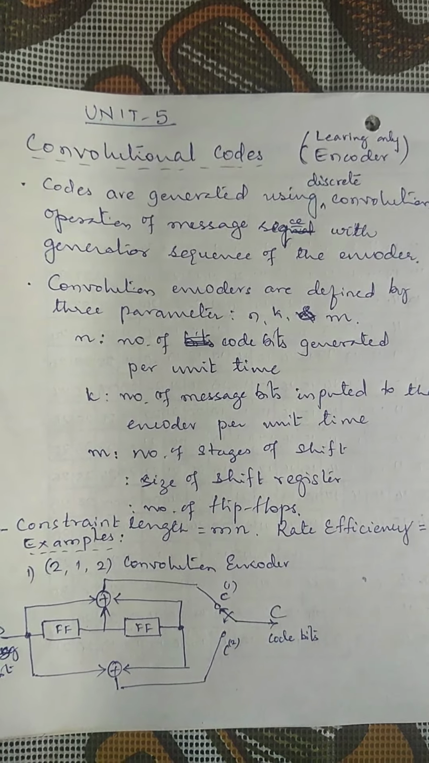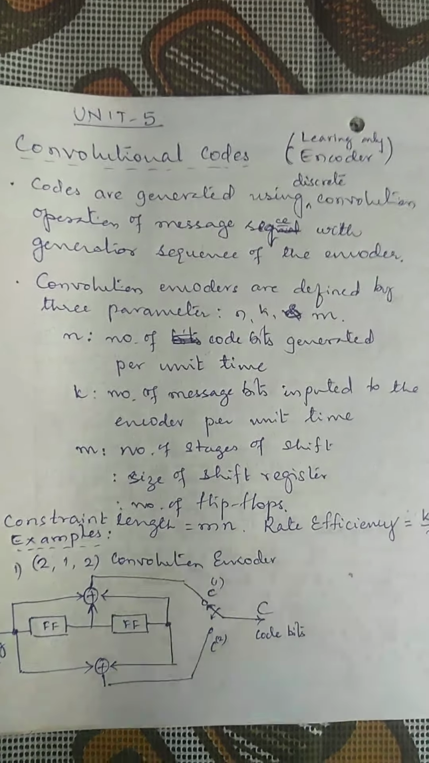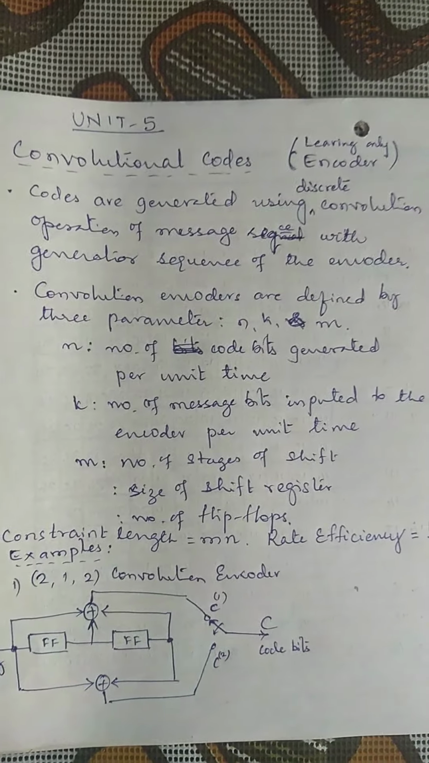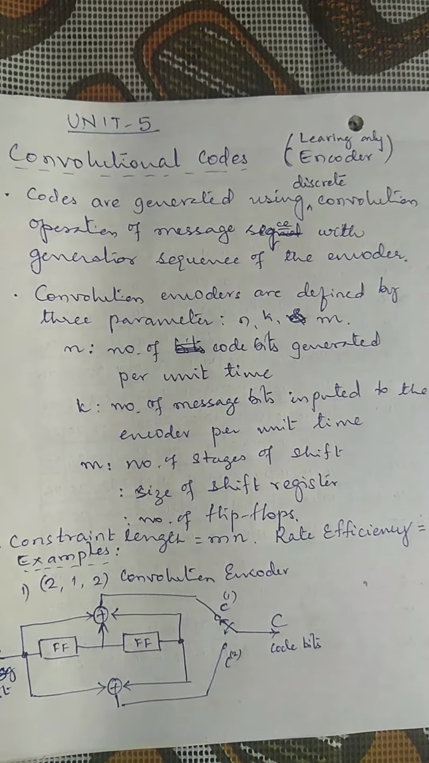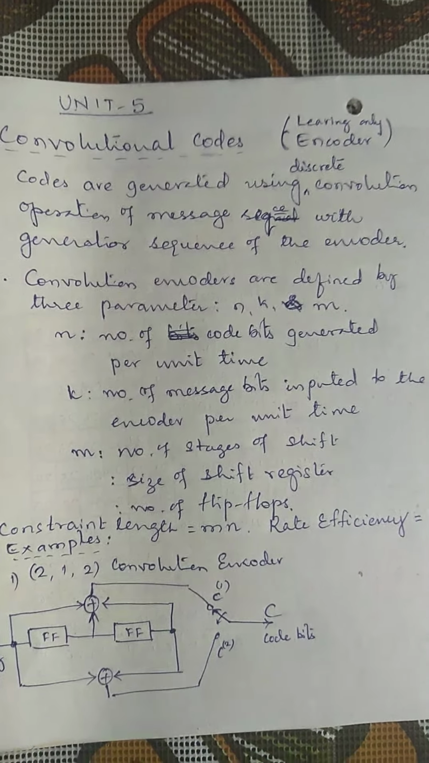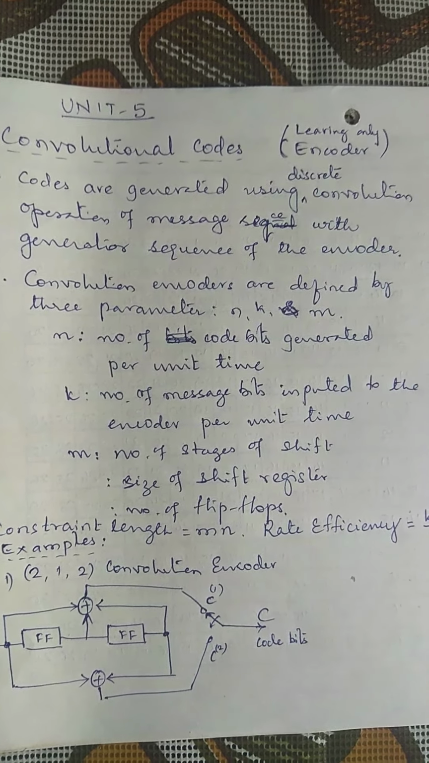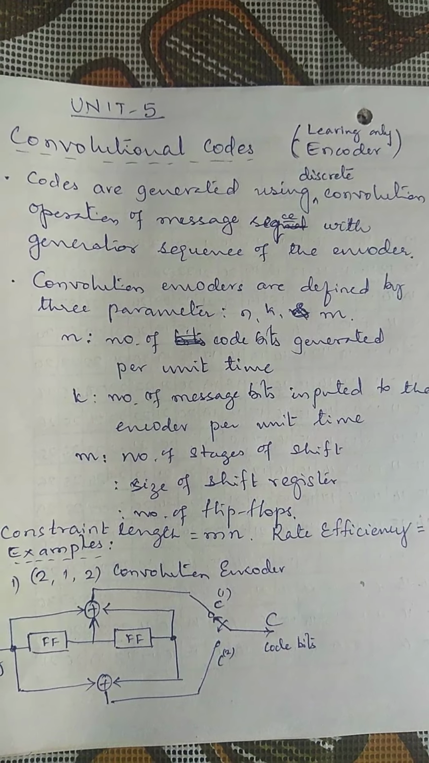Let's learn about convolution encoding. Convolution codes are generated using discrete convolution of the message sequence with the generator sequence from the encoder circuit. Convolution encoders are basically defined by three parameters n, k and m.